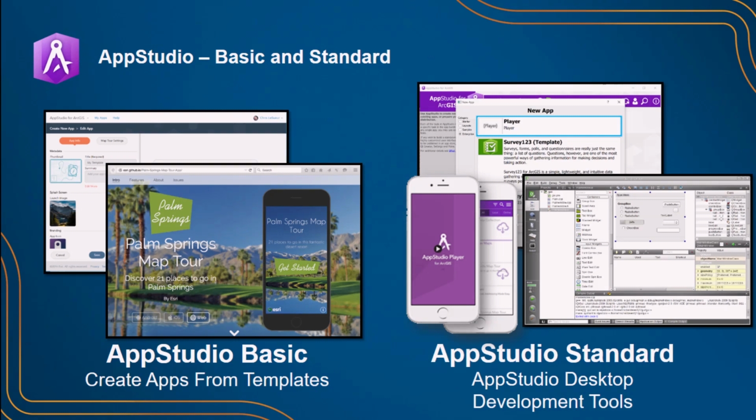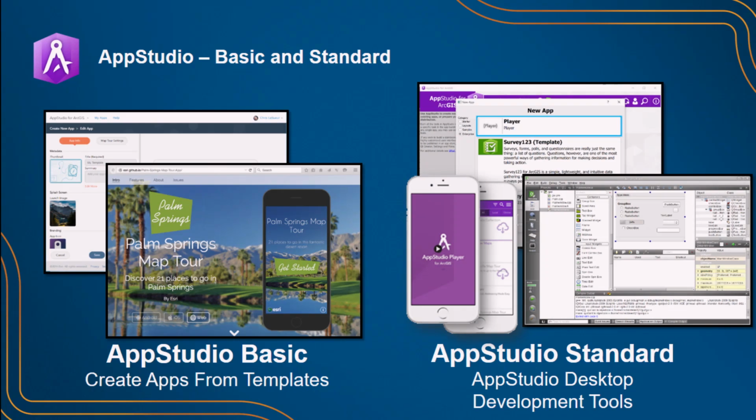Then there's AppStudio Standard, and that is a separate licensed application. This is if you want to customize the code. If you want to deploy the app within an organization, you need AppStudio Standard licensing. With AppStudio Basic, your apps need to be public. You can publish them to the app stores, but the data and the apps themselves need to be public.